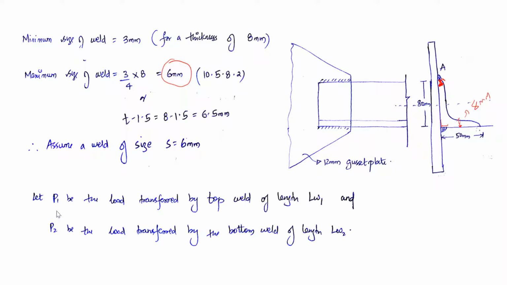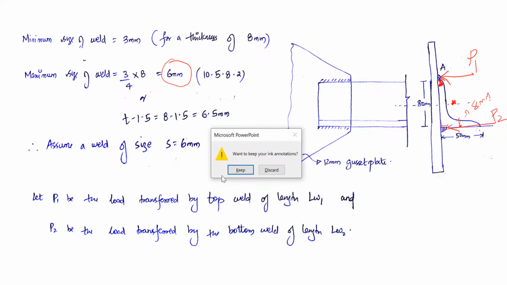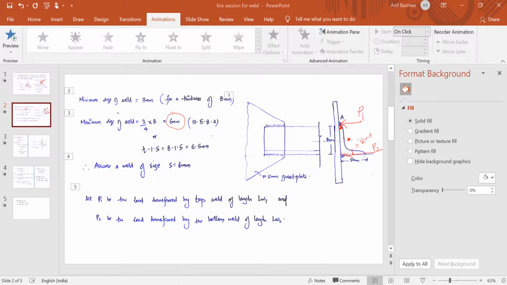So if I am considering, let P1 be the load transferred by the top weld of length LW1, and let P2 be the load transferred by the bottom weld. That is, this is P1 and this is P2, and let the center of gravity be somewhere here, and from your steel table I will get the center of gravity.